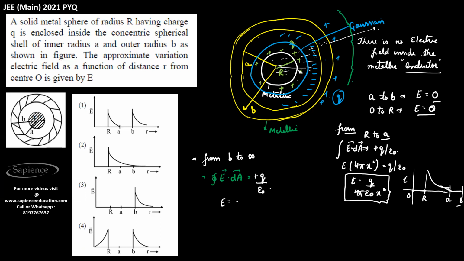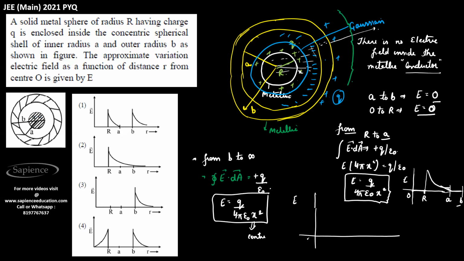So again the electric field came out the same, 1 over 4 pi epsilon naught x squared, where the distance x is from the center. So the electric field varies in this version. This is the electric field from 0 to r.